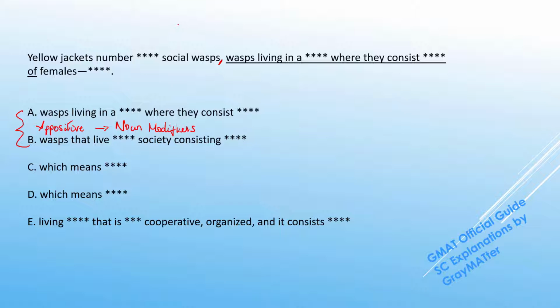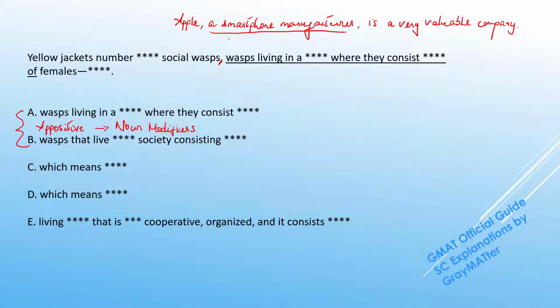A simple way to remember an appositive would be a simple example like Apple, a smartphone manufacturer, is a very valuable company. In this case, a smartphone manufacturer acts as a modifier for Apple. It's just giving us extra information. And an appositive can be placed anywhere close to that noun.